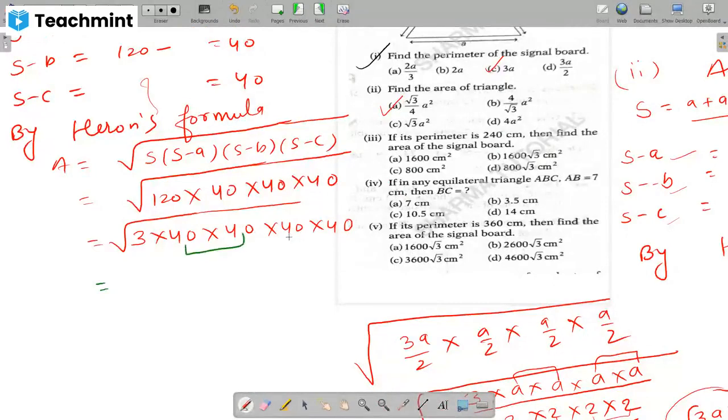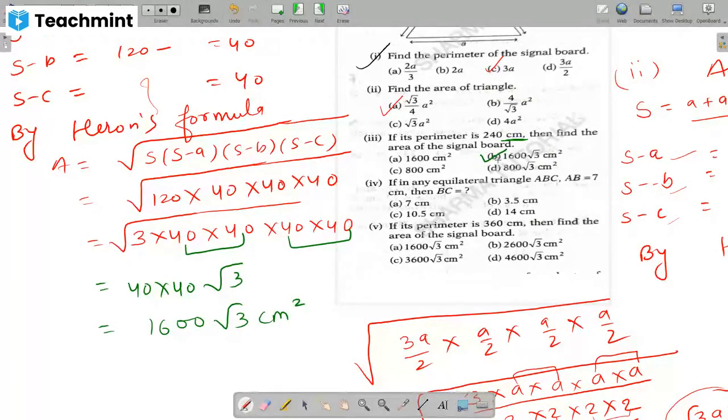Okay. So now we have pairs of 2. This 40 multiplied by 40 we will take outside the square root. So now we are only left with this root 3 within the square root. So what will be the answer? 1600 root 3. Yeah. And since the perimeter is given in centimeter, what will be the unit of area? Square centimeter. Correct? So which option is correct?